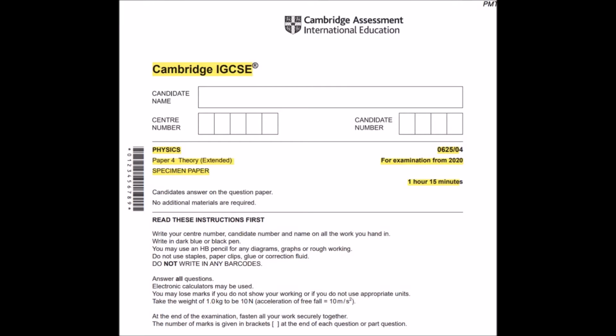Today we are going to solve question number 5 from the Specimen 2020 series. So let's begin the solution of the day.